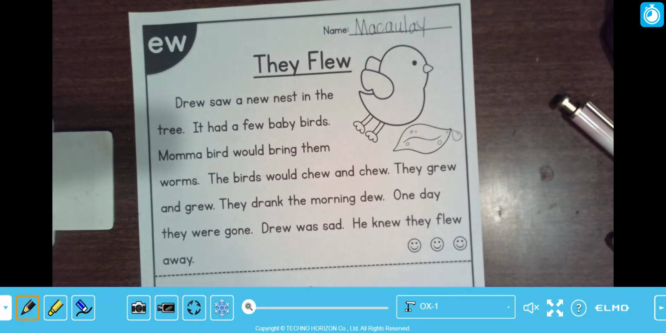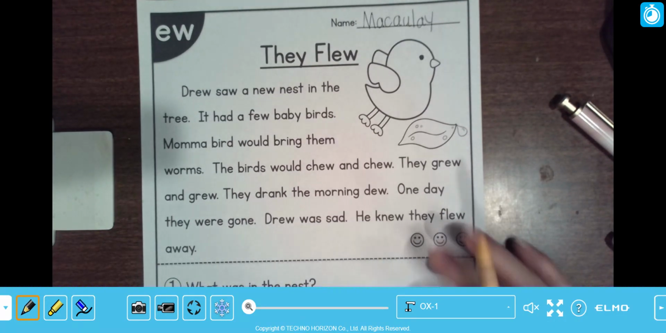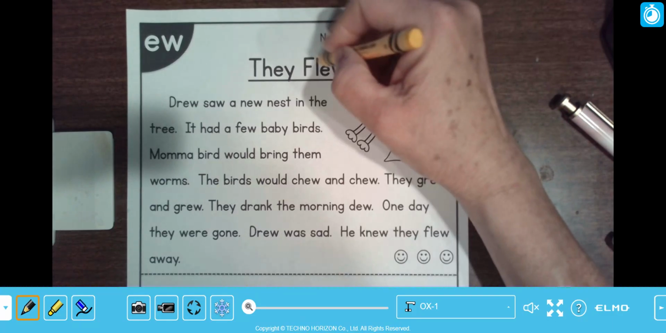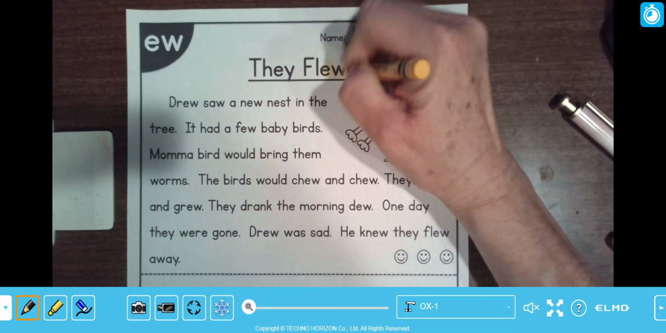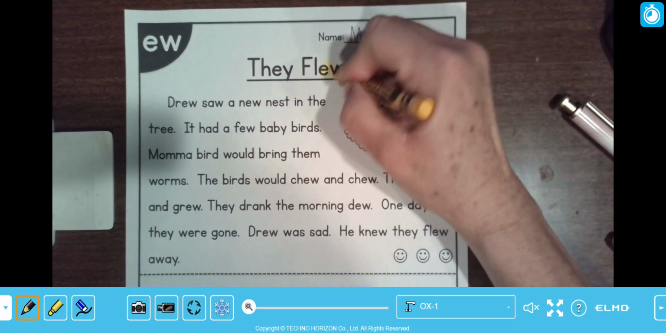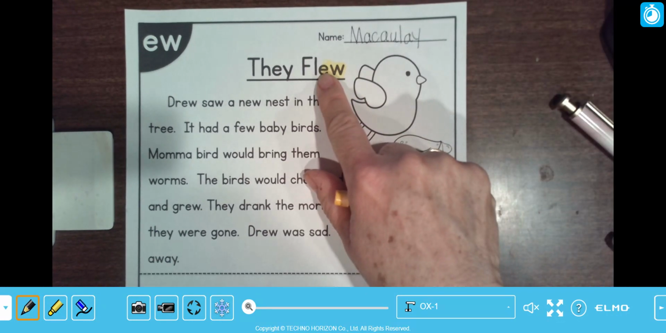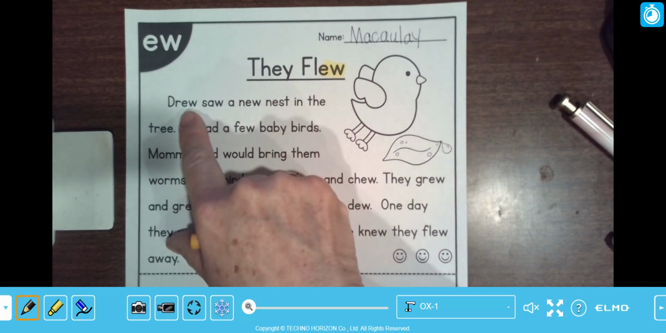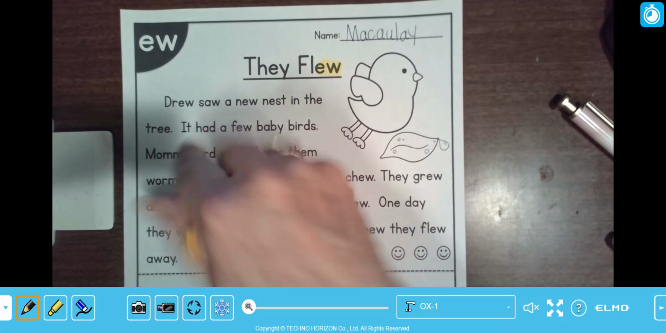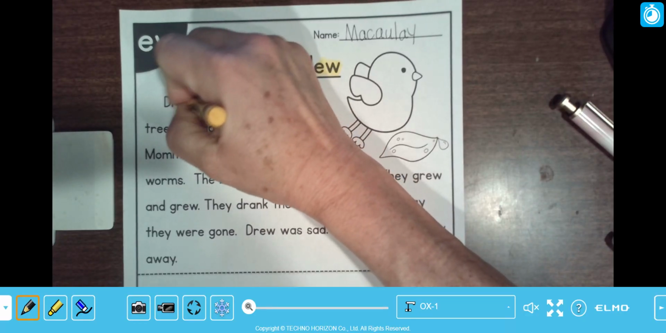All right, let's go over this. Okay, so let's color in all the EWs that we see that make a ew sound, okay? So let's color in the EW with a yellow crayon. See right here? EW with this yellow crayon. What sound does it make? Ew, right? There's another EW here. It makes the ew sound. Let's color this with the yellow crayon.